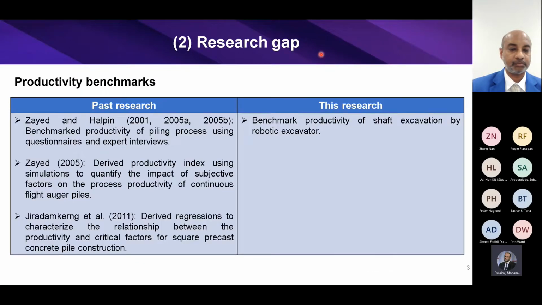Research gap. Previous researchers have benchmarked the productivity of some piling constructions. For example, productivity of the piling process using questionnaires and expert interviews; productivity index using simulation to quantify the impact of subjective factors on the process productivity of continuous flight auger piles; regression to categorize the relationship between productivity and critical factors for square precast concrete pile constructions. So our team would also like to benchmark the productivity of the robotic excavator.